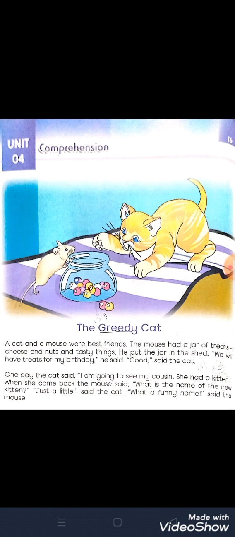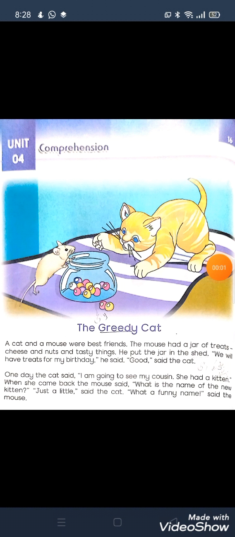Good. Okay, so the topic is the greedy cat. The greedy cat. Now keep your finger on the first line. A cat and a mouse were best friends. The mouse had a jar of treats, cheese and nuts and tasty things. He put the jar in the shed. We will have treats for my birthday, he said.